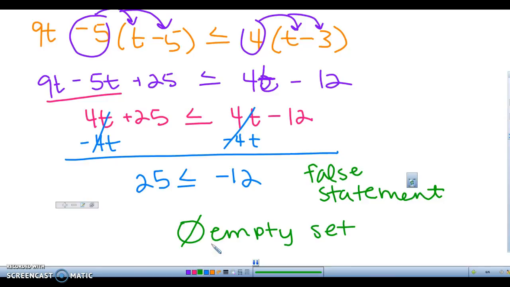Okay? Remember, we want everything in set builder notation. This is the set builder notation. It is the empty set. There is no set of numbers. It's this 0 with the line through it. Okay?